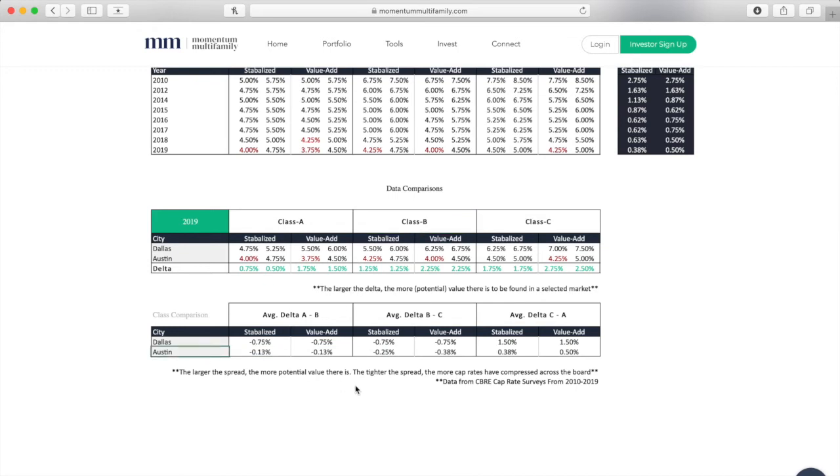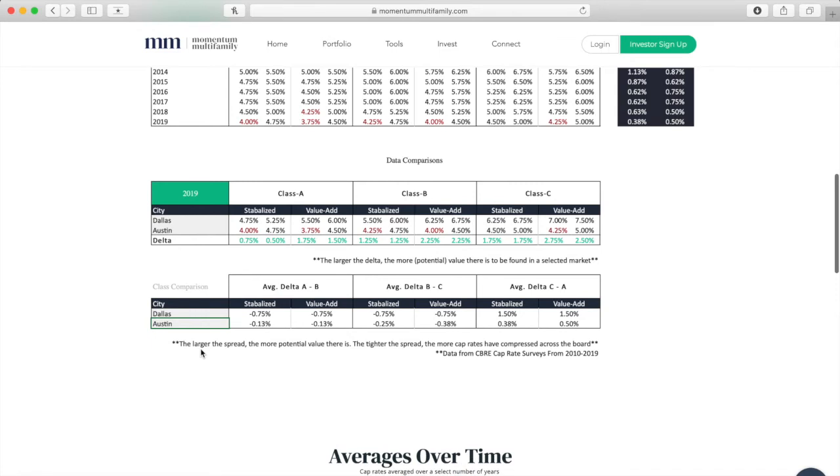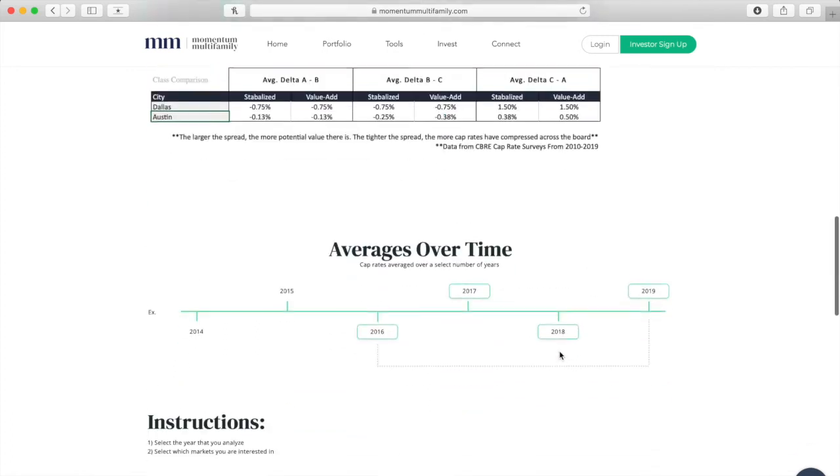So really interesting tool. And again, we've got a note down here: the larger the spread, the more potential value there is. Again, this is all deal specific. This is a high level look, so every deal is going to be different. But the tighter the spread, the more the cap rates have compressed across the board. So keep that in mind when you're using this tool.